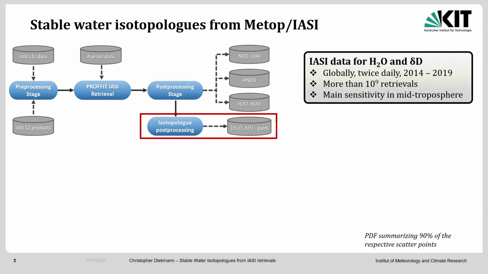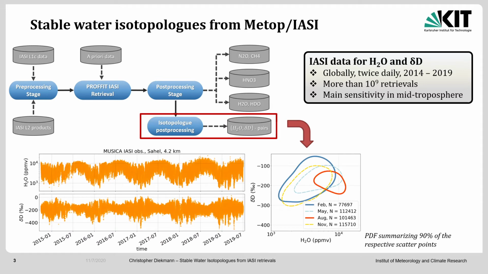To demonstrate the wealth of data, below we show an illustrative time series of H2O and delta D for the Sahel in West Africa for 4.2 km and their scatter for 4 different months. Here we use probability density functions that each summarize 90% of the respective scatter points, for instance the blue one for the February data and red for August.